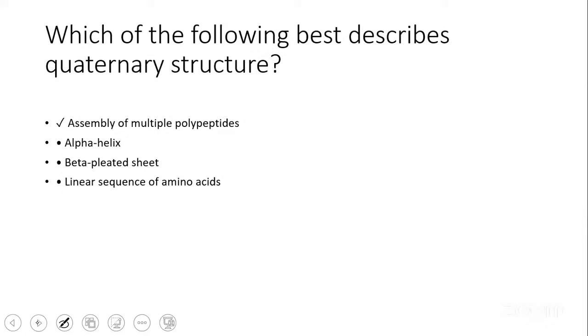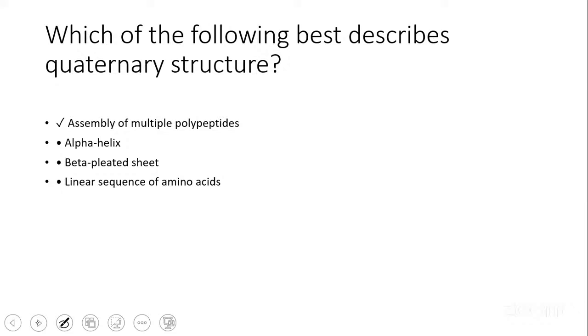Which of the following best describes the quaternary structure? A. Assembly of multiple polypeptides. B. Alpha helix. Wrong. Alpha helix is a secondary structure. C. Beta pleated sheet is a type of secondary structure. D. Linear sequence of amino acids, primary structure. So they say it's an assembly of multiple polypeptides.